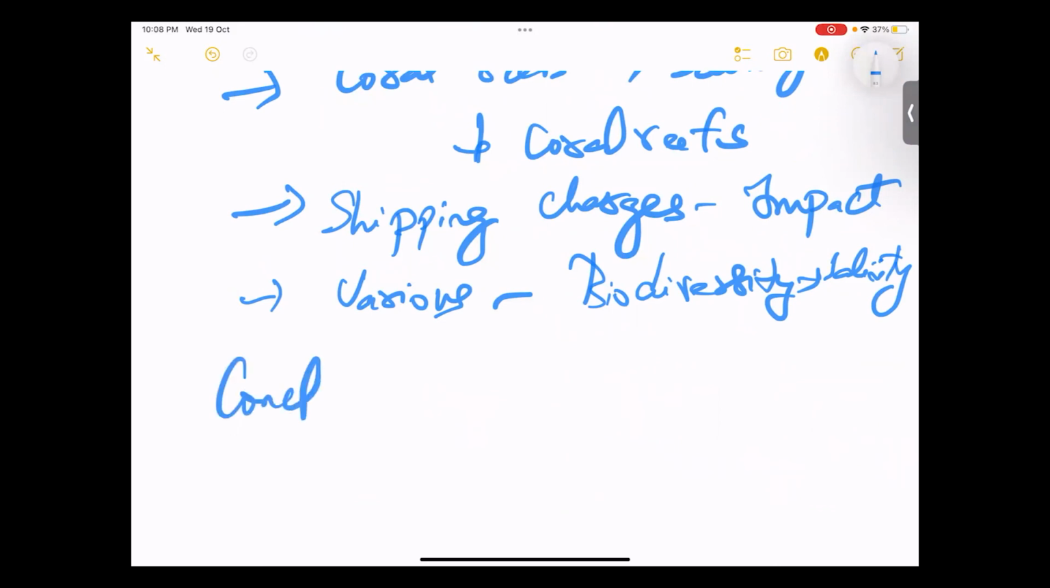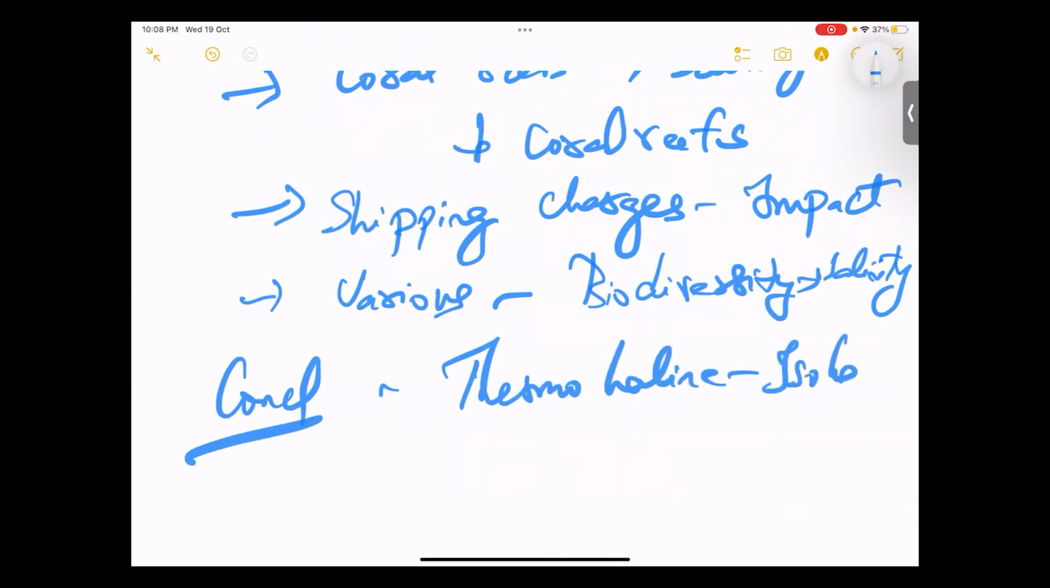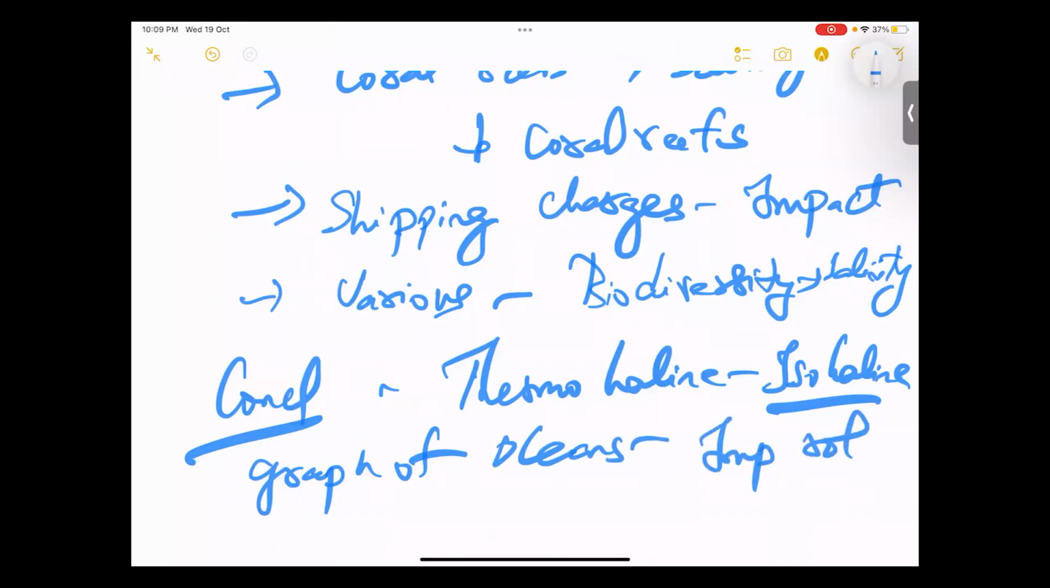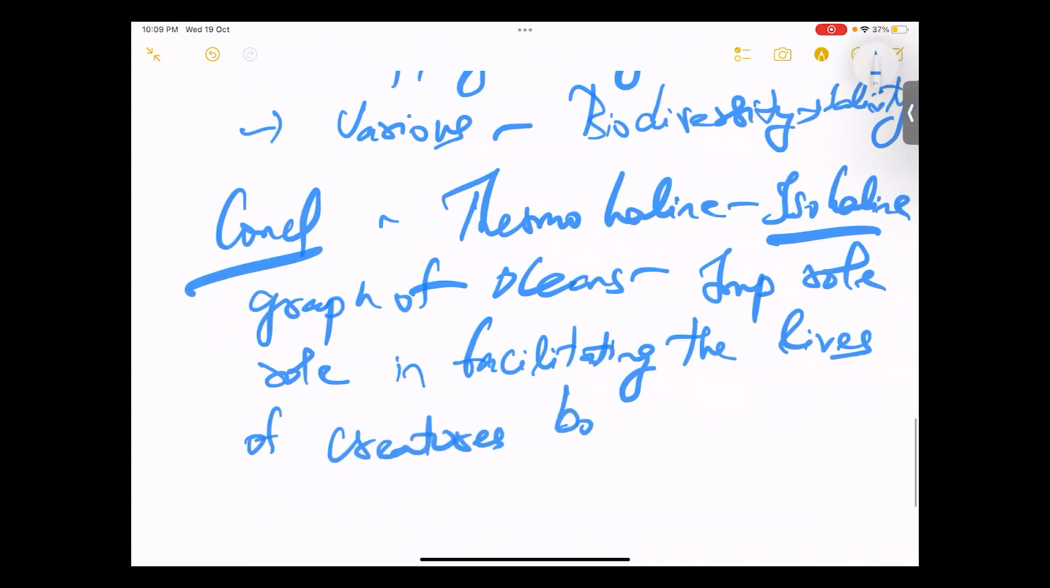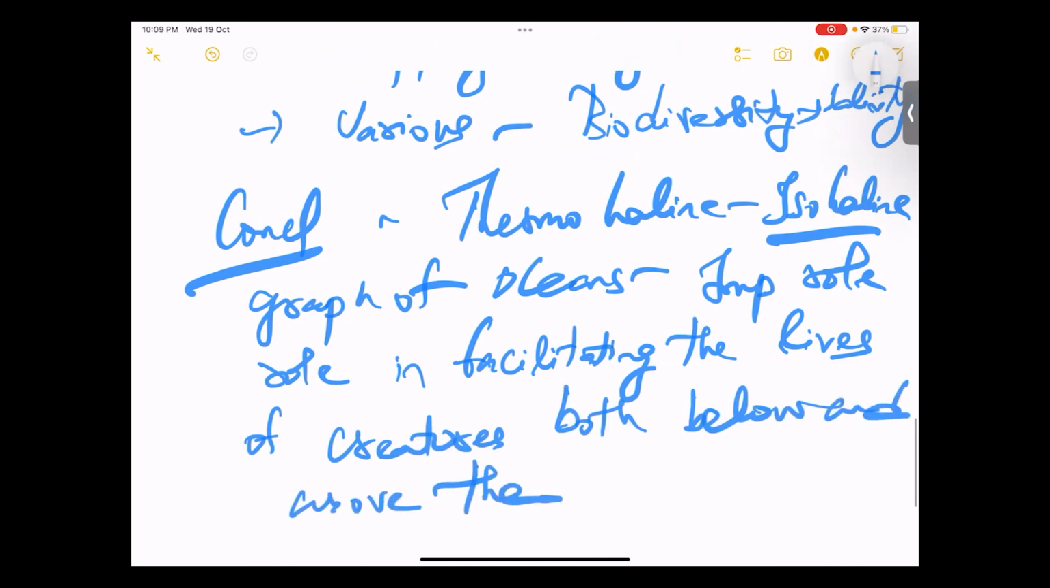In the conclusion you can write that the thermohaline or isohaline graph of oceans plays an important role in facilitating the lives of creatures both below and above the sea. Is it clear? Yes, sir.